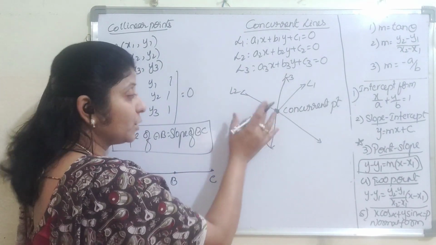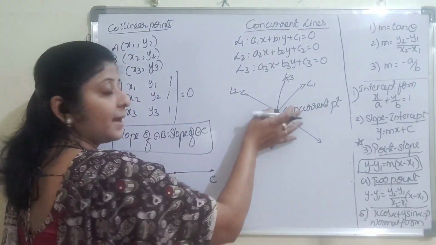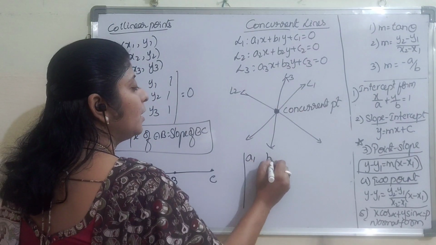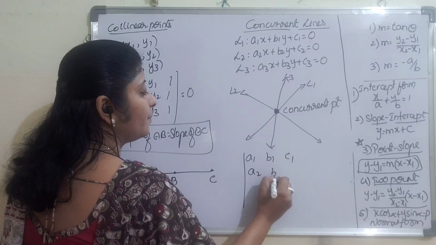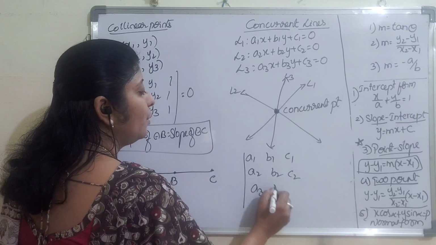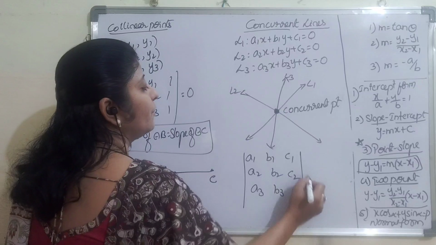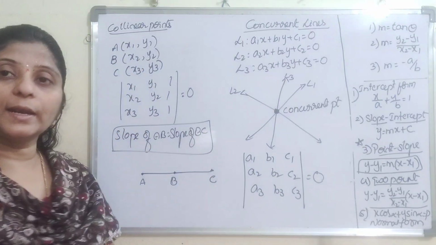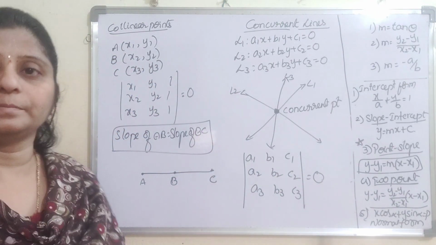So generally we will show that these 3 lines are concurrent, meaning the determinant of coefficients of these lines will be equal to 0. Like this, we will prove that the given lines are concurrent lines.